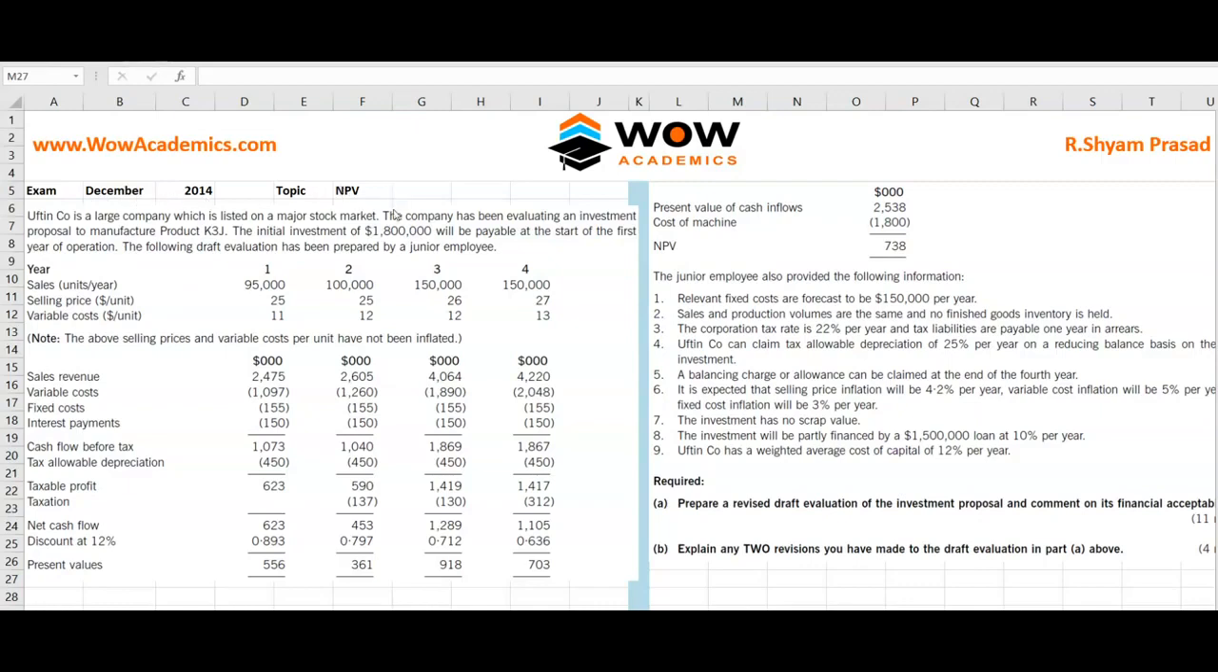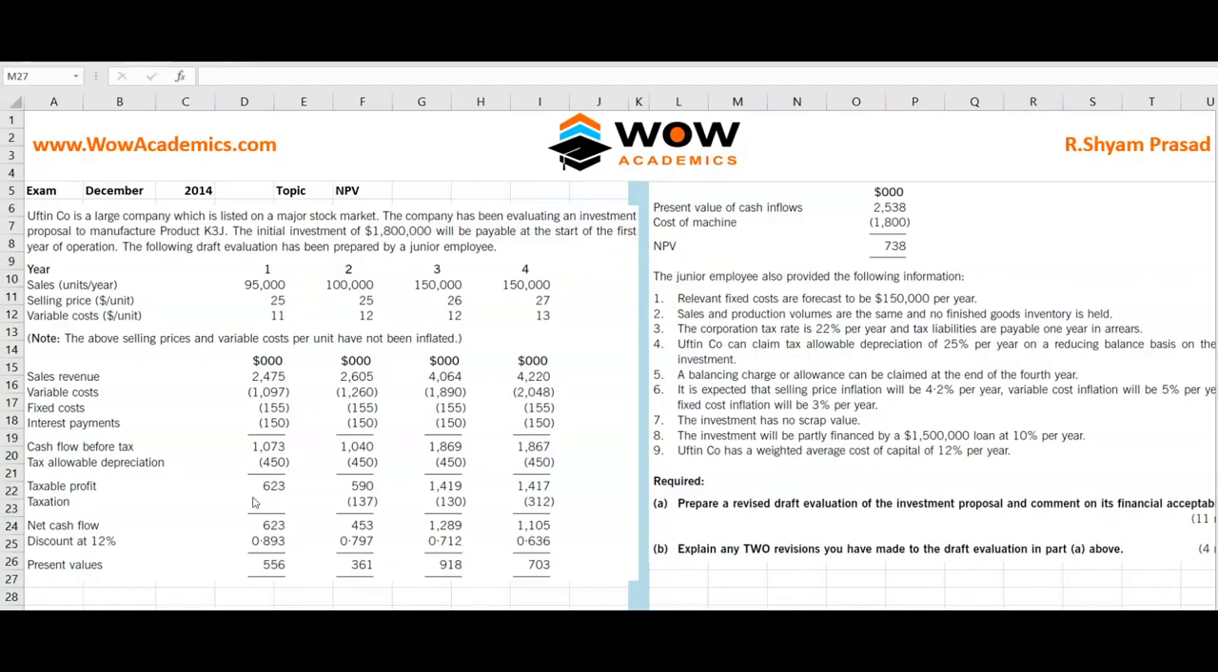This is quite different from the normal NPV questions that they have asked, because here they have given an already worked out NPV problem and they also give you some notes. At the end of the note, they ask you to prepare a revised draft evaluation of the investment proposal and comment on its financial acceptability. So this NPV which is done is wrong.